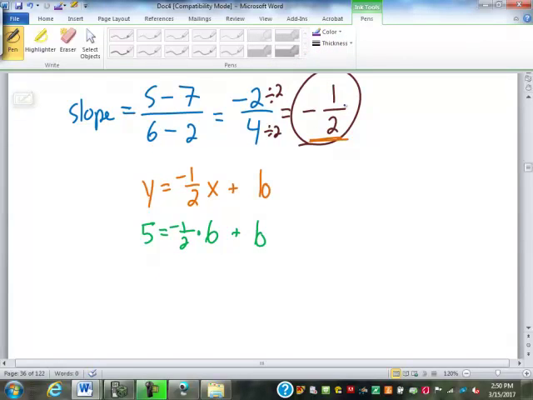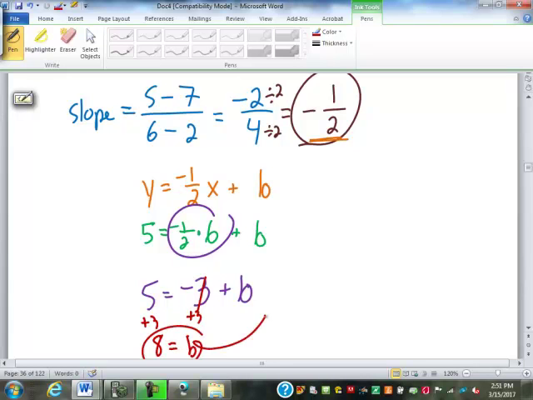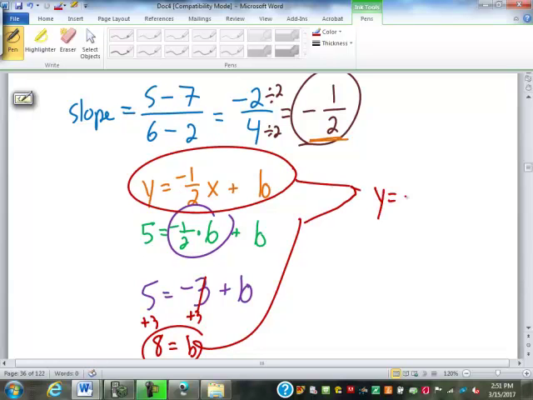So we have negative 1/2 times 6, which is negative 3, good. And then add 3, wonderful. 5 plus 3 equals 8, so 8 equals b, which means y equals negative 1 over 2x plus 8.